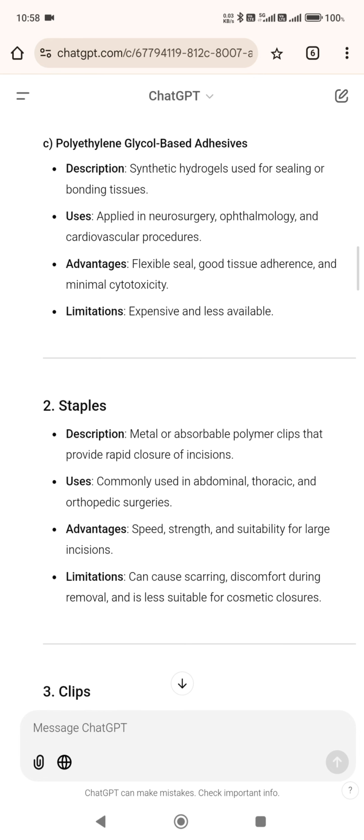C. Polyethylene glycol-based adhesives. Synthetic hydrogels used for sealing or bonding tissues. Uses: applied in neurosurgery, ophthalmology, and cardiovascular procedures. Advantages: flexible seal, good tissue adherence, and minimal cytotoxicity. Limitations: expensive and less available.